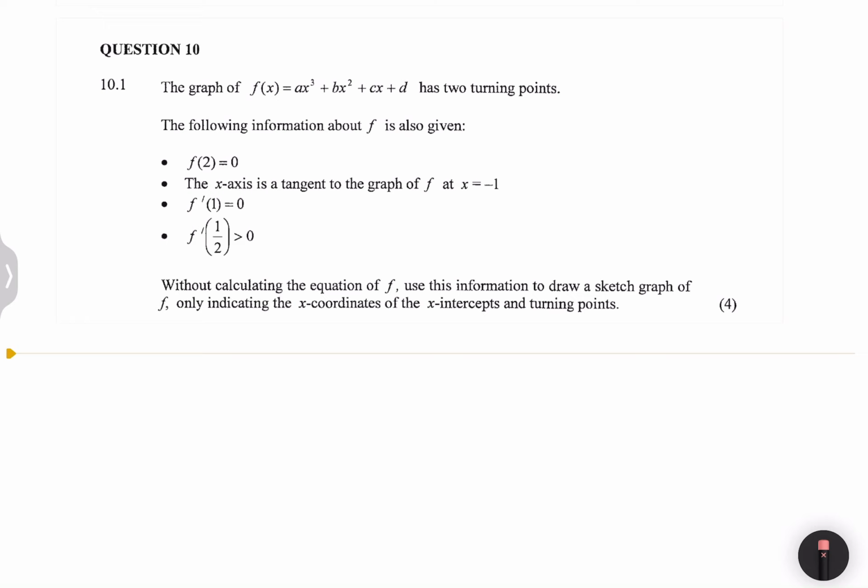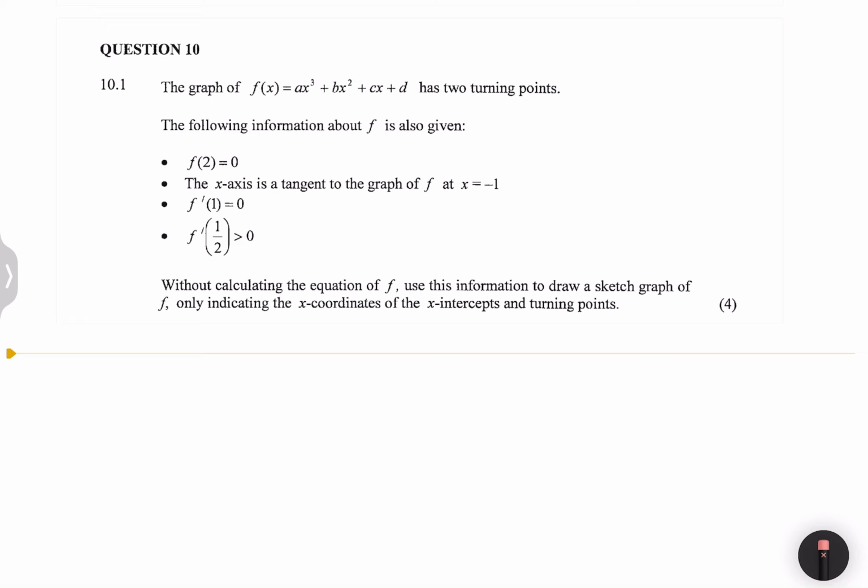So the question is: without calculating the equation of f, use this information to draw a sketch graph of f, only indicating the x-intercepts and the turning points. Now let's get right into that.